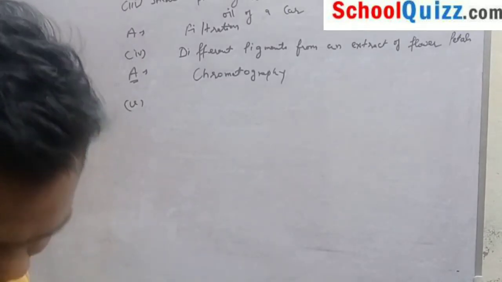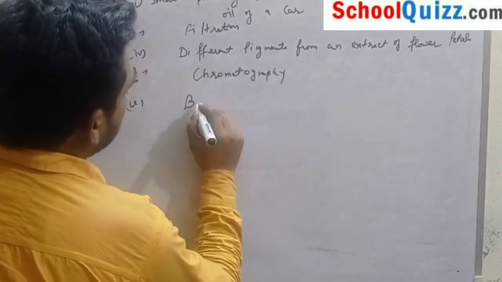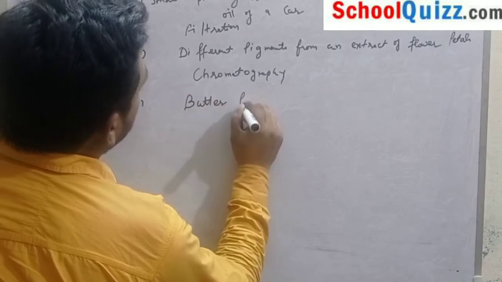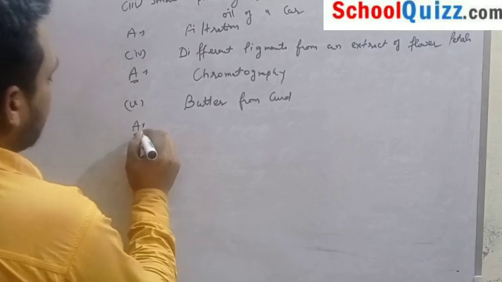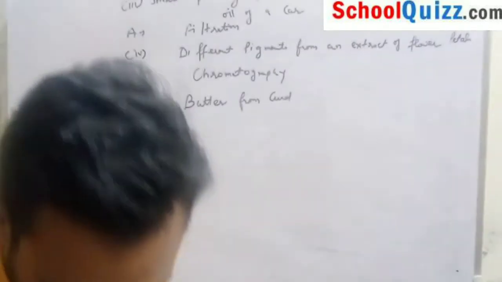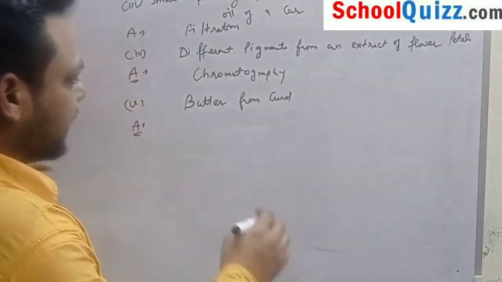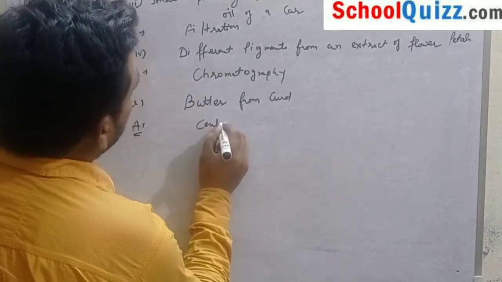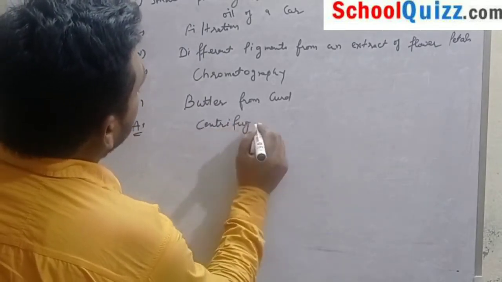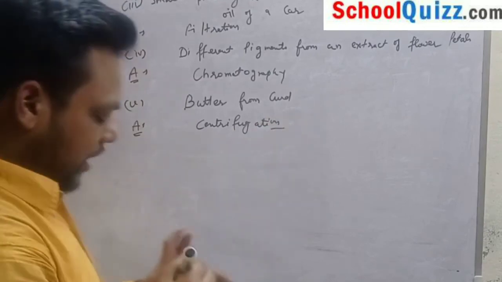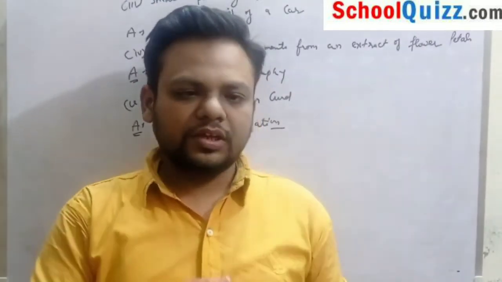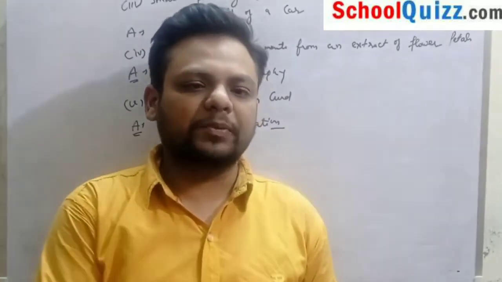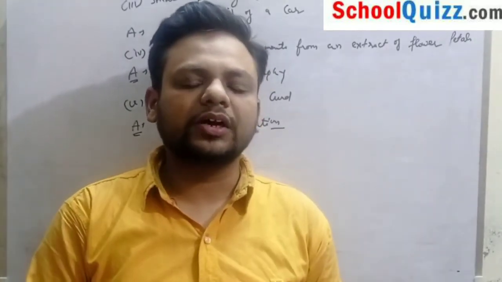The fifth one is butter from curd. So how can we separate butter from curd? With the help of the technique centrifugation. As we have already discussed in centrifugation, when we spin anything rapidly, the components get separated on the basis of their density.